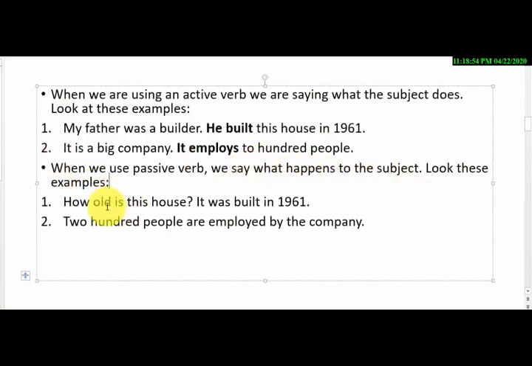Look at this example: How old is this house? It was built in 1961. This is the subject and this is the verb. It was built, waxa la dhisay in 1961. 200 people are employed by the company. Laba boqol oo qof ayaa la shaqaaleysiiyay by the company.